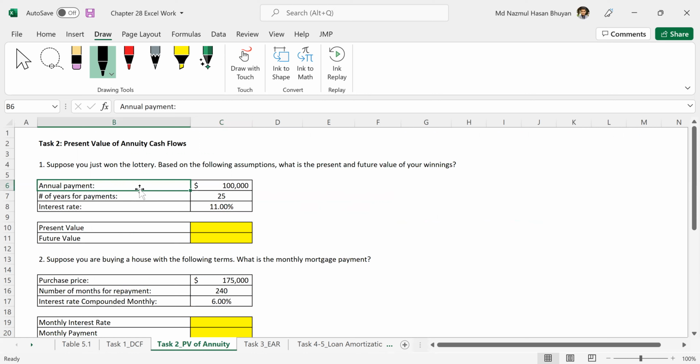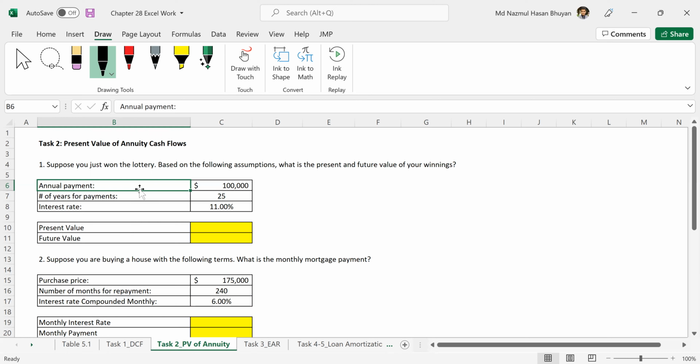So here in the very first problem, you own a lottery, and based on the following assumptions, what is the present value and future value of your winnings? So here you can see we are gonna receive $100,000 over the next 25 years. So the payment frequency is here annual. Therefore, our unit of time is also annual. Interest rate here is 11%. So it is our annual interest rate.